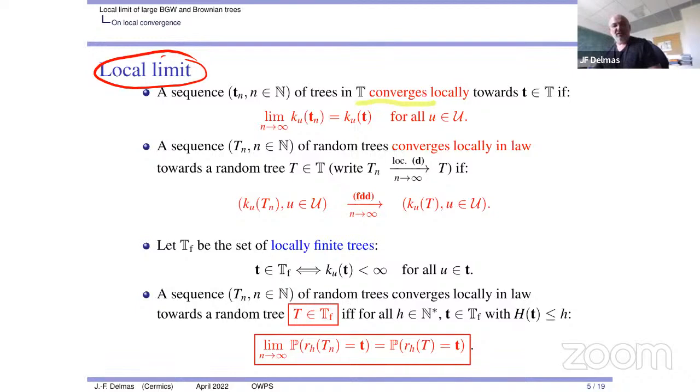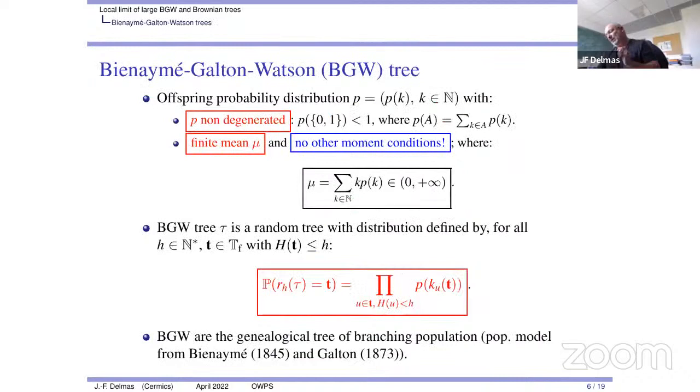And the particular case of random trees we are going to consider is the so-called Galton-Watson trees, where we have an offspring probability distribution p on the non-negative integers, which is, in fact, we have a random number, each individual has a random number of children.